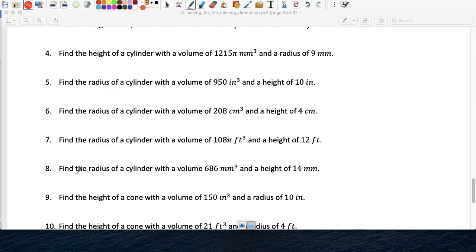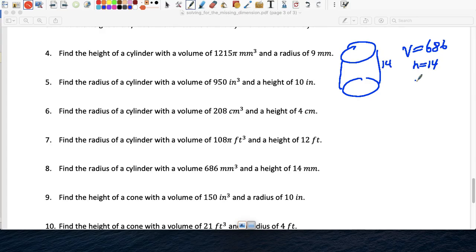Oh, geez. Another cylinder problem. I didn't want to do all these, but I guess I'm doing 8. The volume is 686. The height is 14. The radius is unknown. So V equals pi r squared h. The volume is 686. The radius I don't know, so I'm going to leave that, but the height I'm going to replace with 14 because it's given to us.